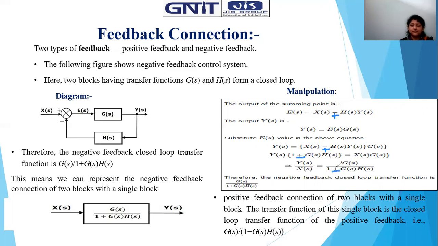So for the negative feedback we are getting plus, and for the positive feedback we are getting minus. In this way we will get this expression also for the positive feedback. So this sign will determine whether it is negative feedback or positive feedback. But this is the indication where the signal is coming from the output towards the input, that is the feedback.